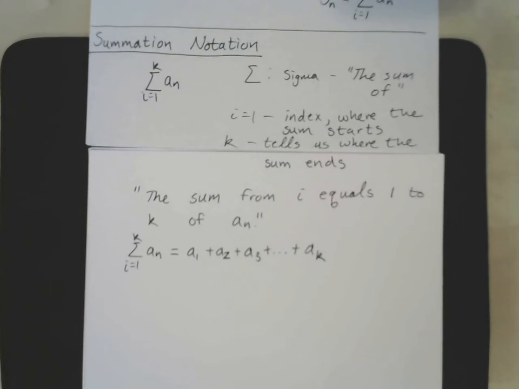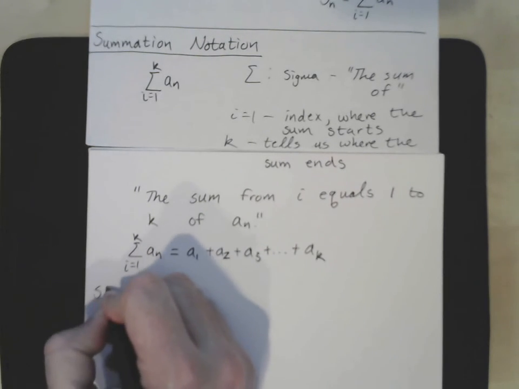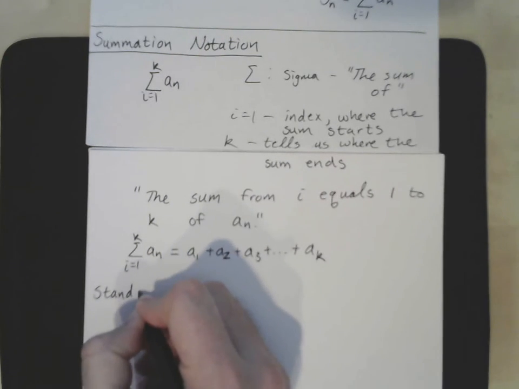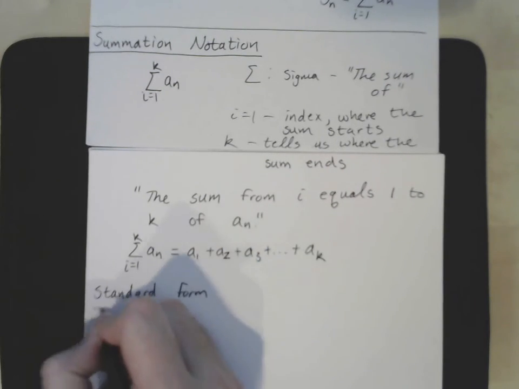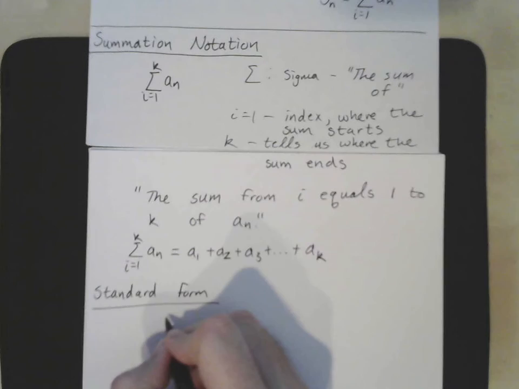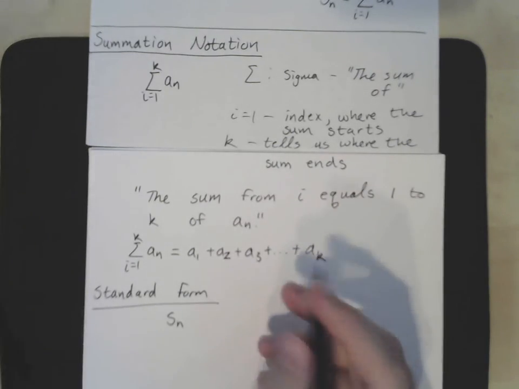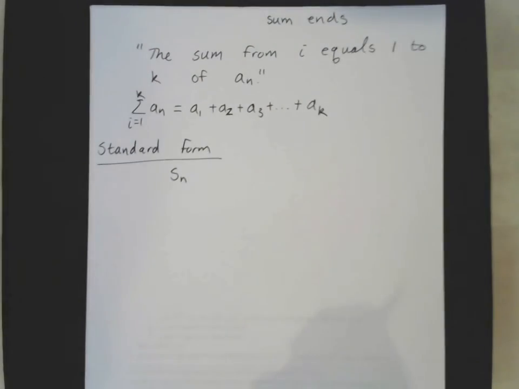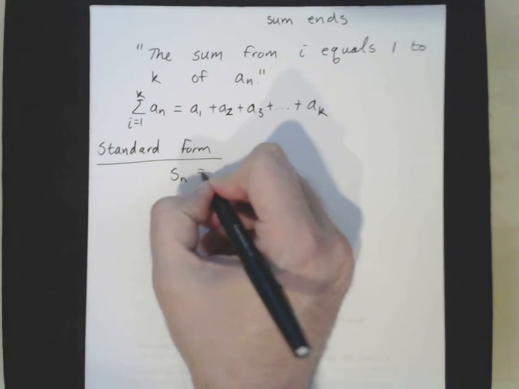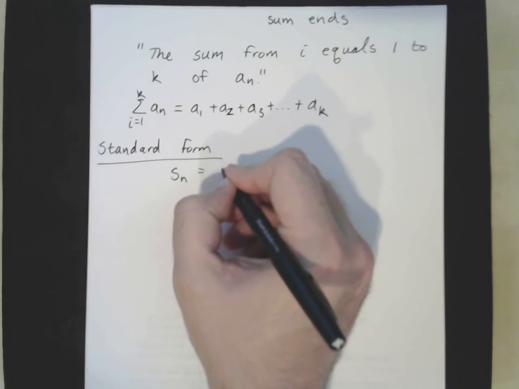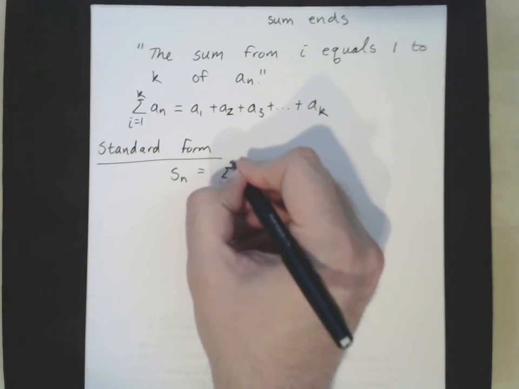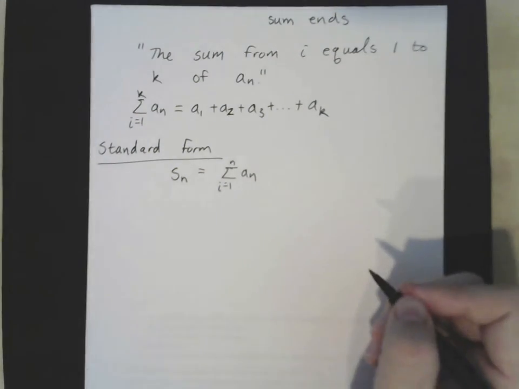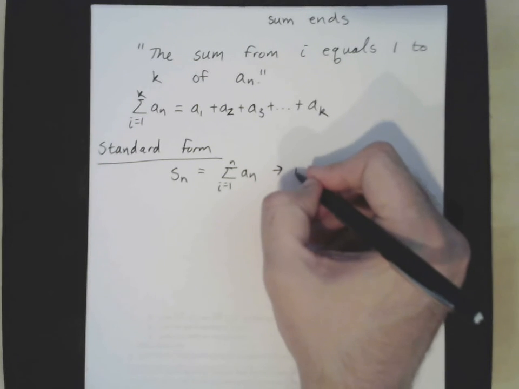So our standard form is the S of n that I had above. So that's S of n equals the sum from i equals 1 to n of a sub n. And this is the nth partial sum.